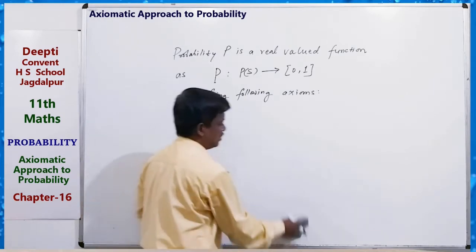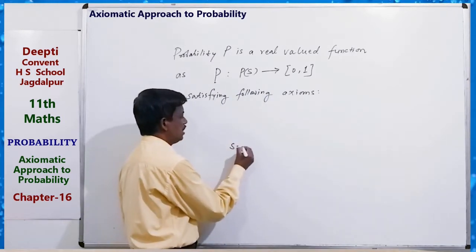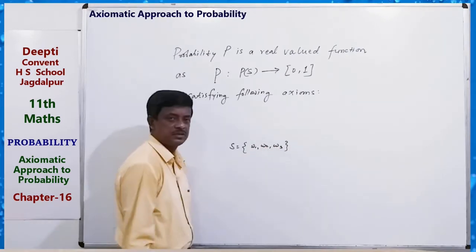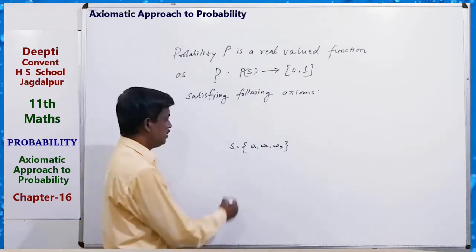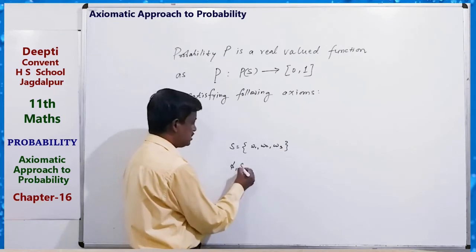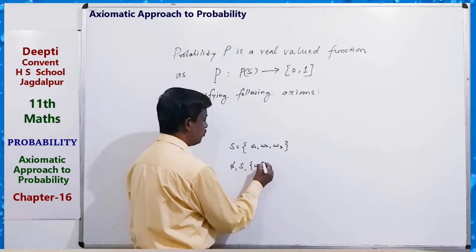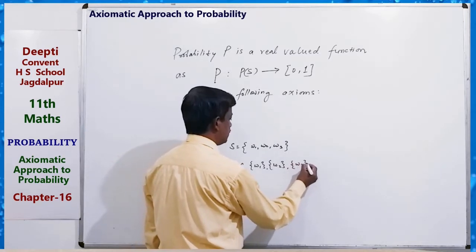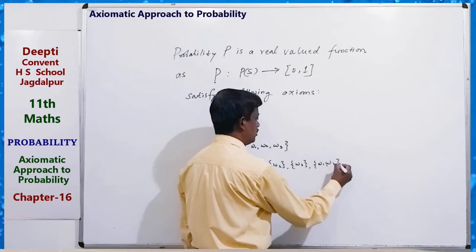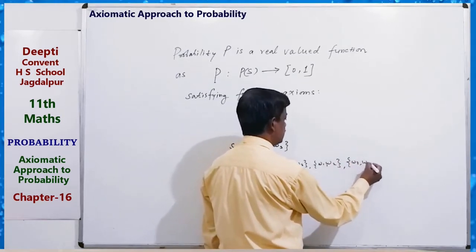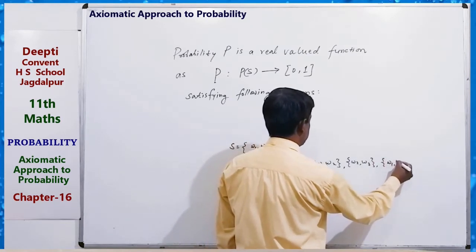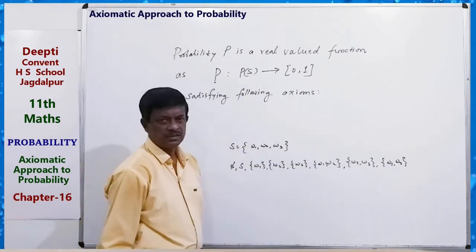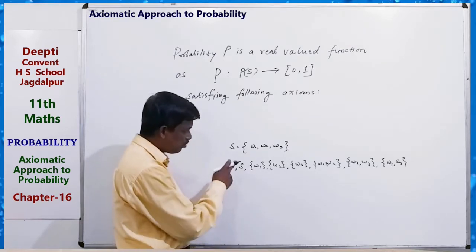Suppose we have a sample space with 3 points, S equals omega 1, omega 2, omega 3. There are 3 outcomes. Then phi is a subset, maybe an event. S itself is a subset, maybe an event. Each singleton, omega 1 and so on, is also a subset. Omega 1, omega 2 is a subset also, omega 2, omega 3 is a subset also, and omega 1, omega 3 is a subset also. These are all the subsets, and also omega 1, omega 2, omega 3 itself.